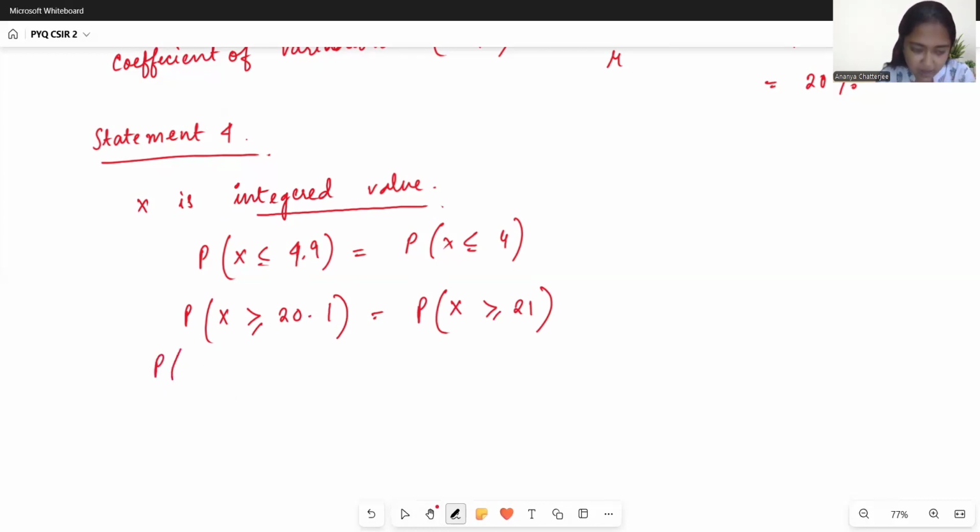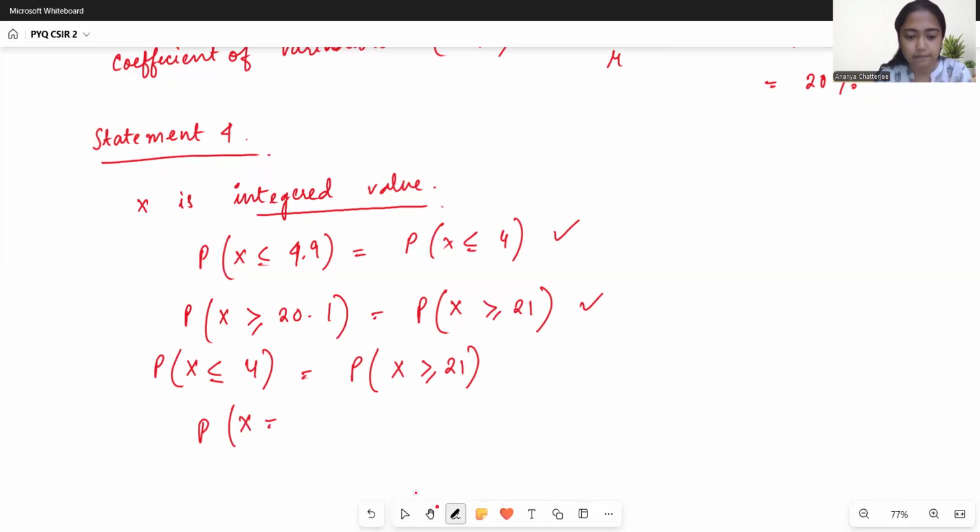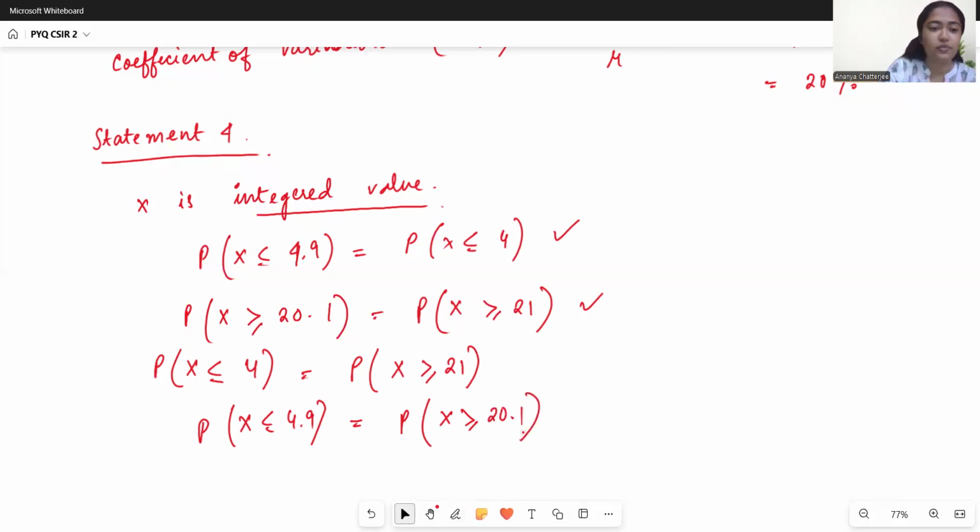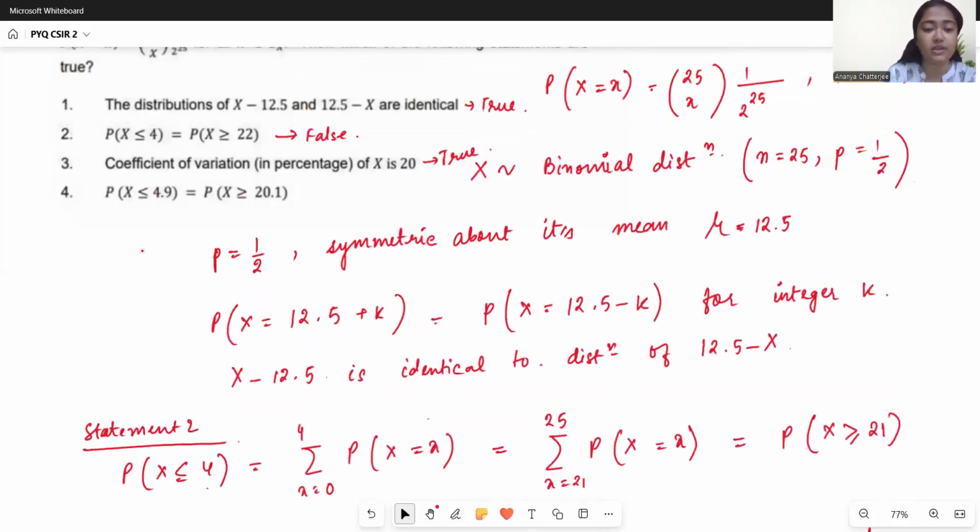Now for symmetry, probability X less than or equal to 4 is equal to probability X greater than or equal to 21. So from here, using these two statements, we can say that probability X less than or equal to 4.9 is equal to probability X greater than or equal to 20.1. So by this we can say statement 4 is true. So we got the correct options as 1, 3 and 4.